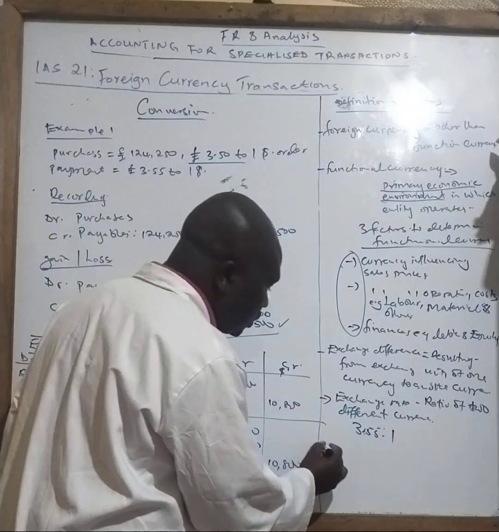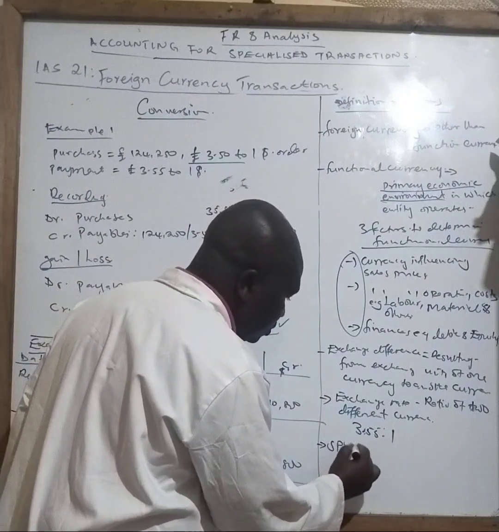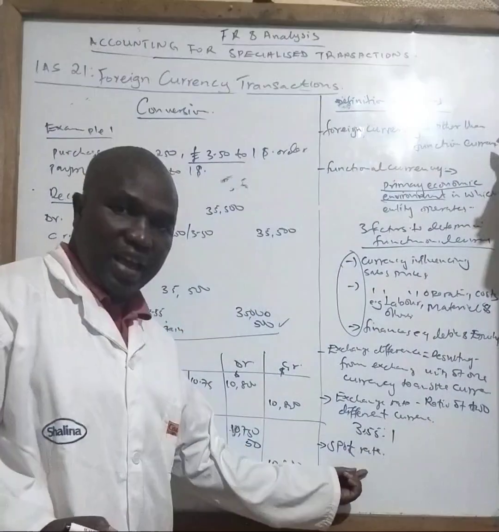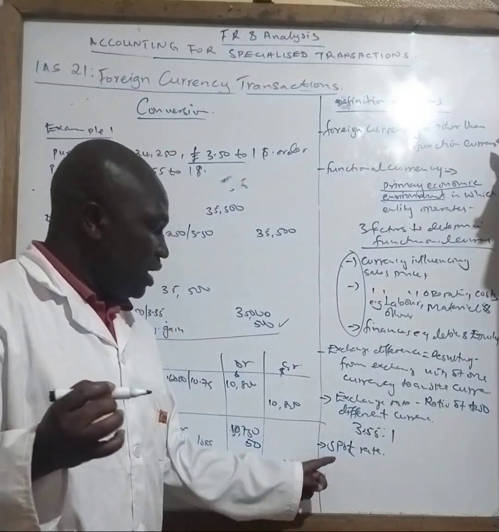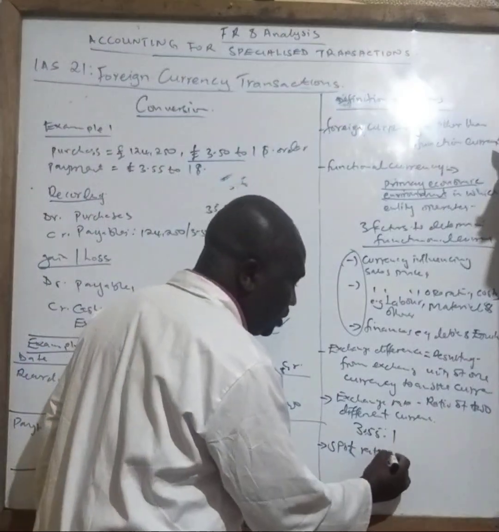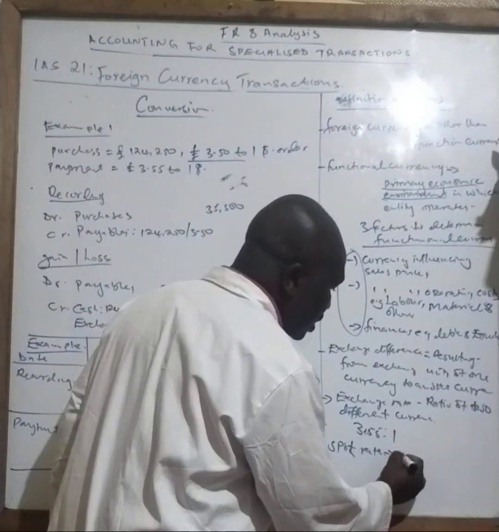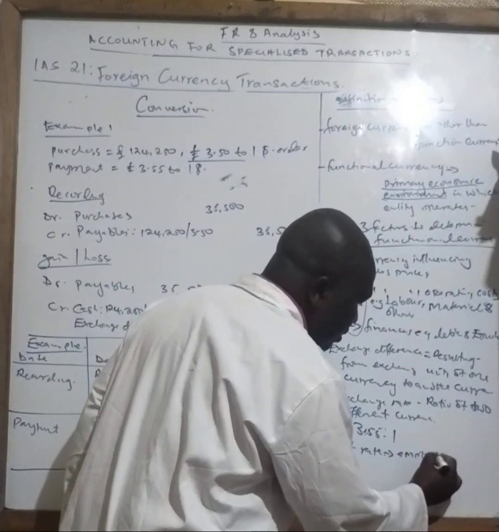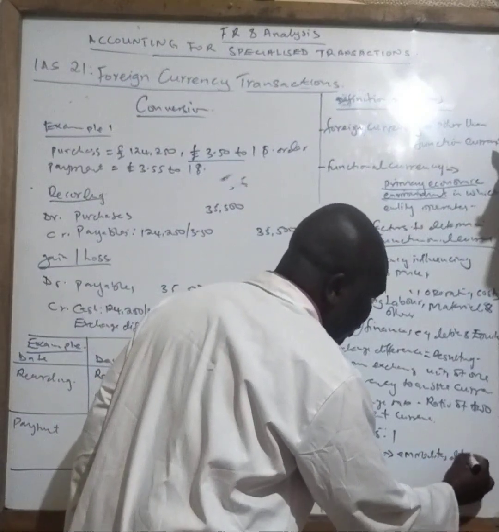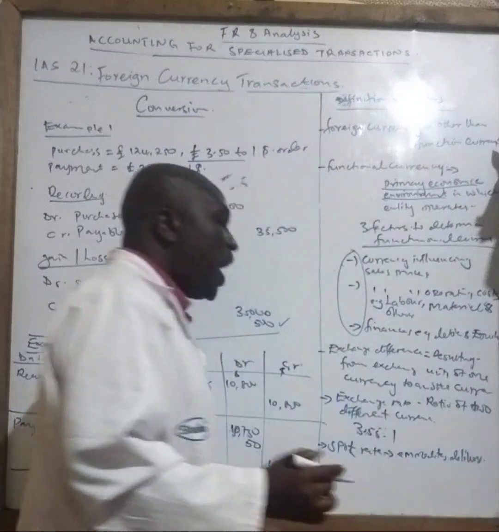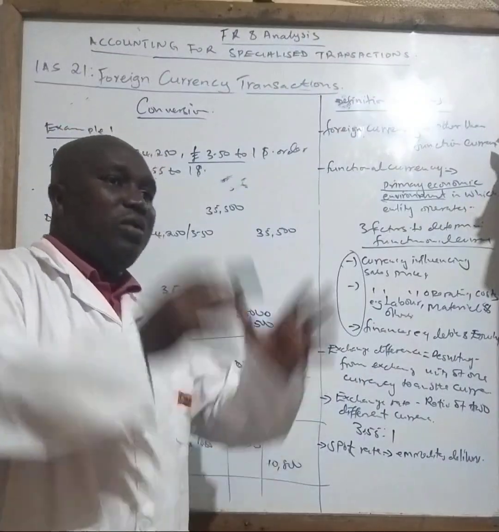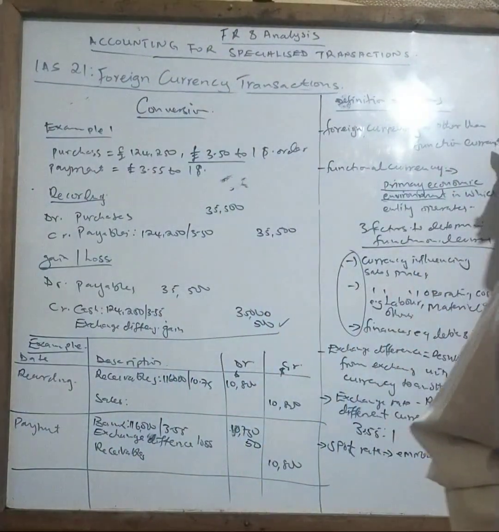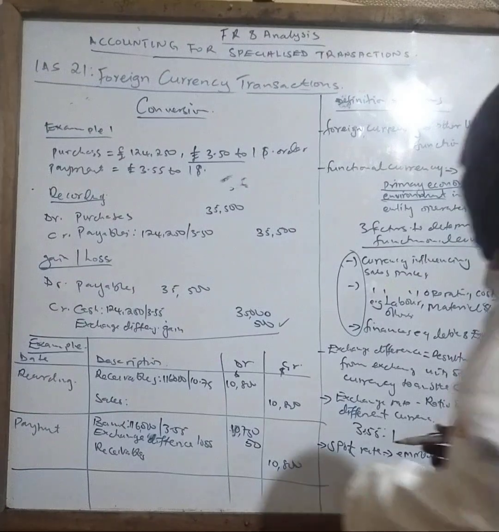We have also what they call spot rate. When we talk about a spot rate here, it is very important to understand this. Spot rate here means immediate exchange, immediate delivery. That rate that prevails immediately at the time of delivery is what you call spot rate. Now, what about closing rate?